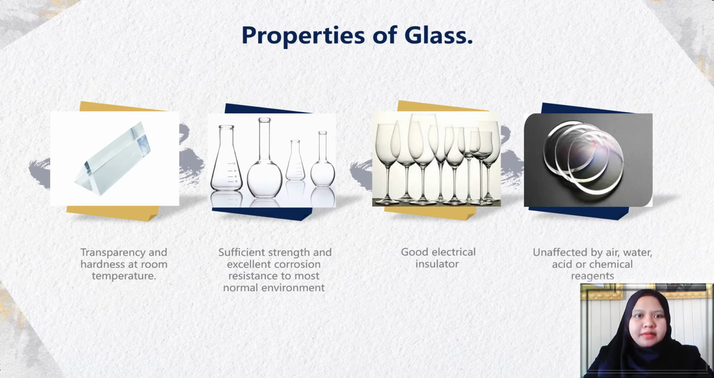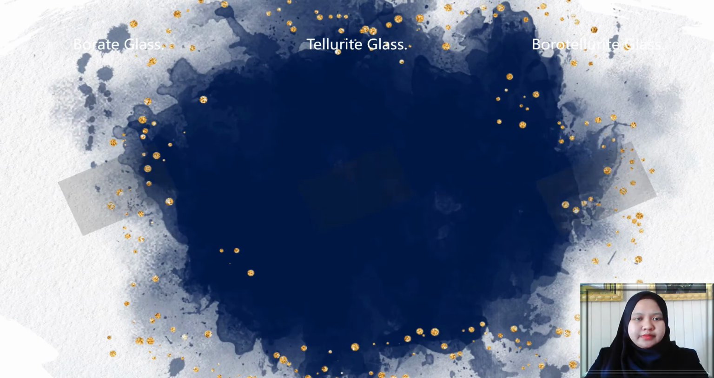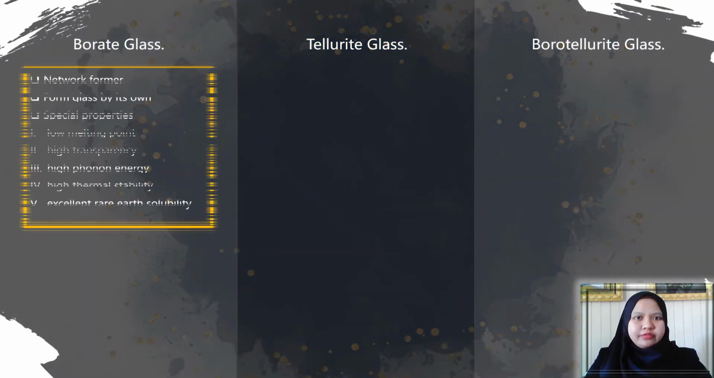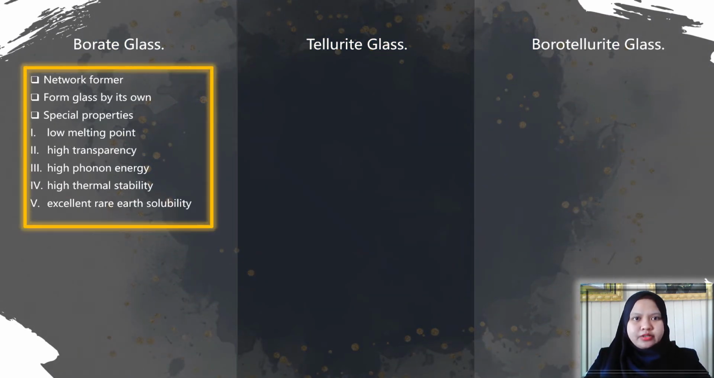Next, we look at the properties of borate, tellurite, and borotellurite glass. Borate glass can be classified as a network former because it can form glass on its own without mixing with other oxide. Research by Maheshvaran et al. 2011 found that borate-based glass oxide has unique physical characteristics such as low melting point, high transparency, high photon energy, high thermal stability, and excellent rare earth solubility.